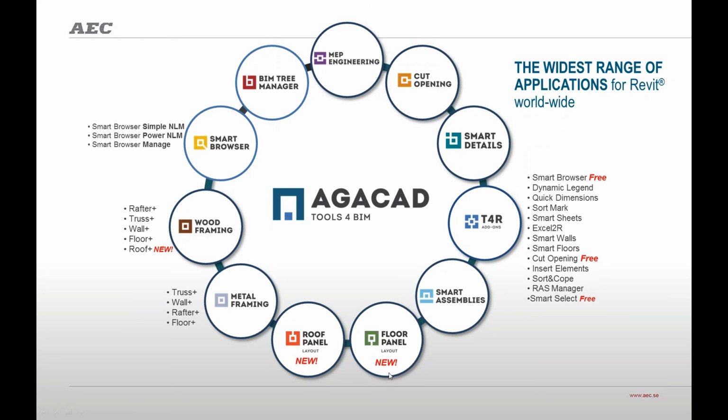So you can try any of our tools. We have smart details for detailing models. We have some tools for Revit add-ons, little add-ons that can increase productivity. Smart assemblies that you saw today. We have floor panels and roof panels, brand new products for paneling the roofs and floors. We have metal framing, wood framing, smart browser for browsing your libraries, BIM Tree Manager for managing your own projects, adding some parameters, etc., and MEP Engineer.